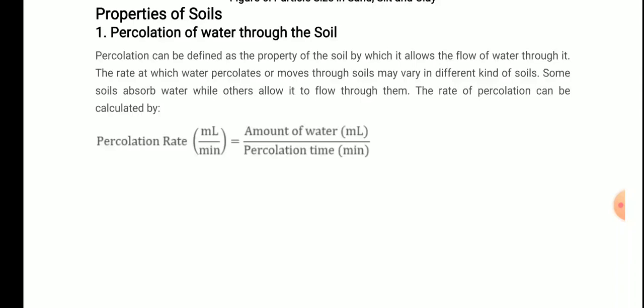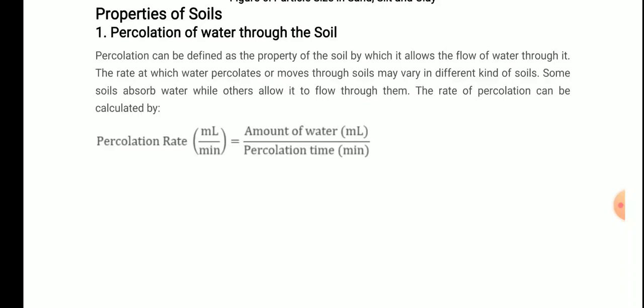Okay, so what is percolation? It can be defined as a property of the soil by which it allows a flow of water through it. It means the property of the soil about how much water it can hold or how much water it can allow to pass or flow through it. That is the percolation rate.